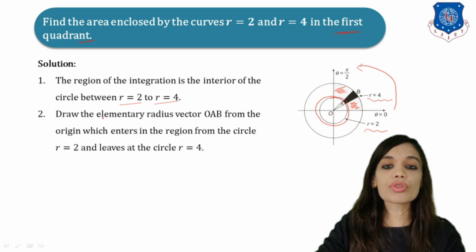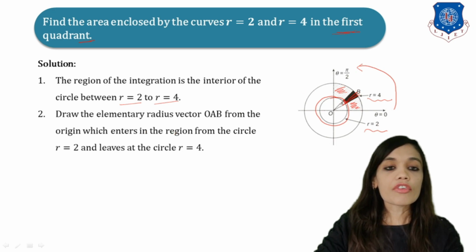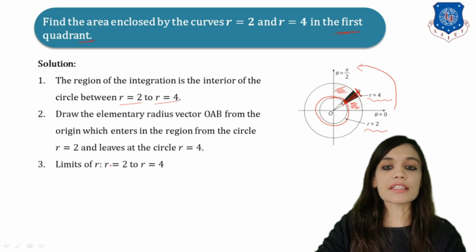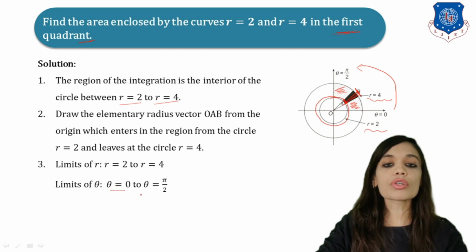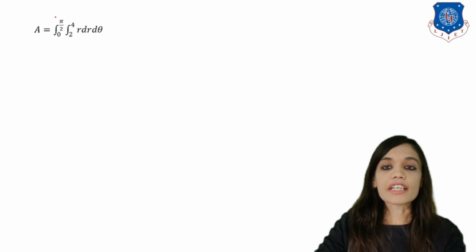Okay. Now we have to draw an elementary radius vector OAB. So we have to draw this elementary radius vector, right, from the origin which enters the region. So this enters the region at r is equal to 2 and leaves the region at r is equal to 4. Okay, so from this we can say that our limit of r is 2 to 4 and our theta is going from theta is equal to 0 to theta is equal to pi by 2.